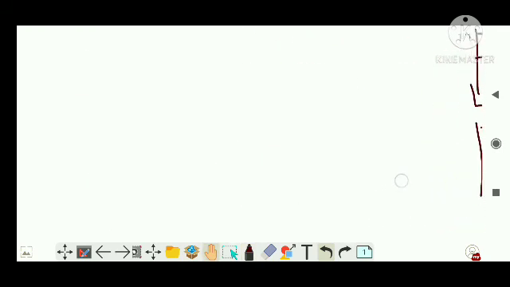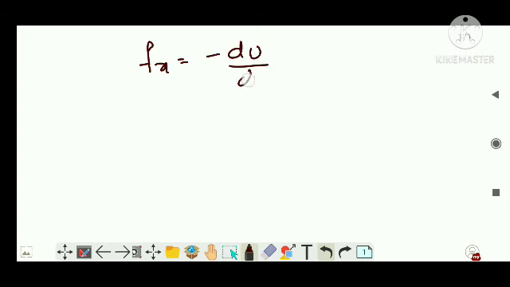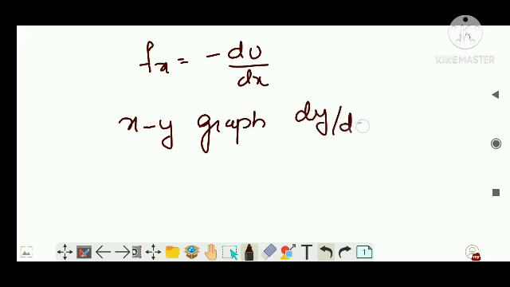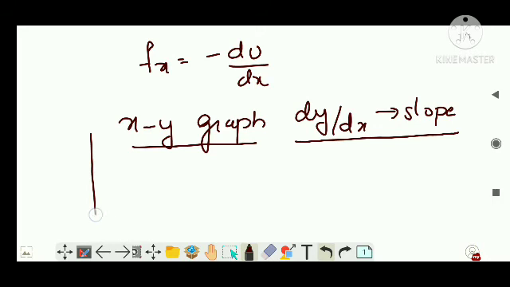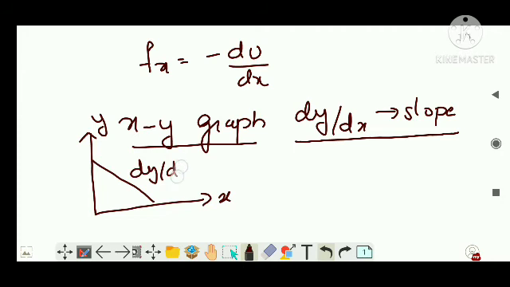Now moving on, we just wrote F(x) is equal to minus dU by dx, right? Now I hope you remember, for any xy graph, dy by dx indicates slope. That is, if this is x and this is y, then this slope is dy by dx. Clear? That's how you take it.